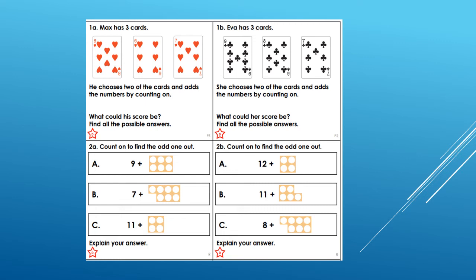Why don't you add two different numbers? You could add 8 and 6. You could add 6 and 7. Pause the video and give it a go. Well done for giving it a go.